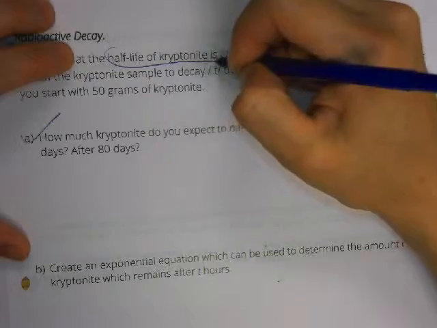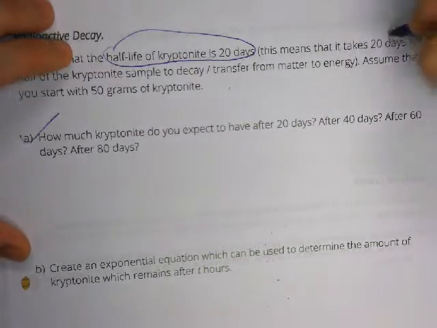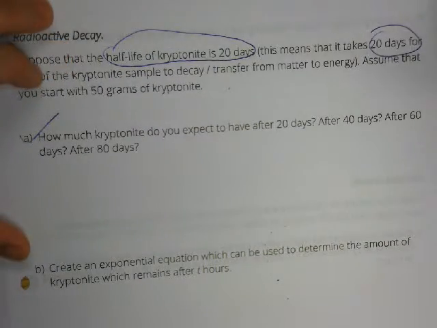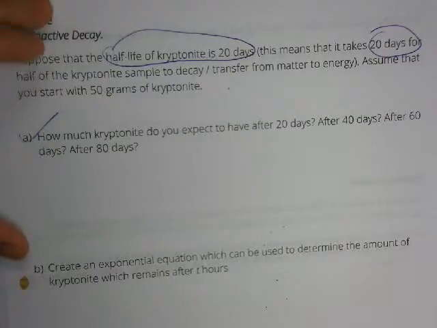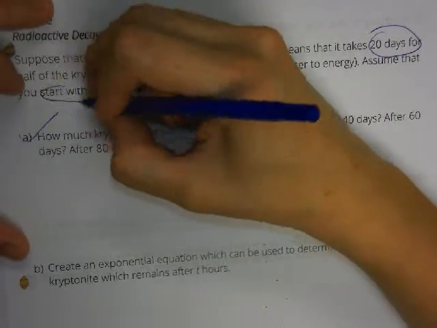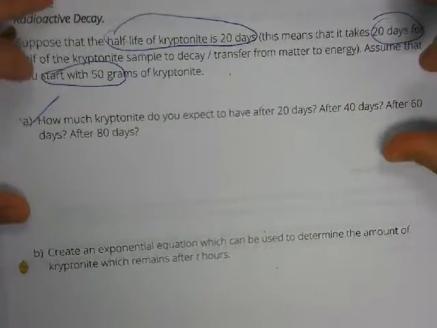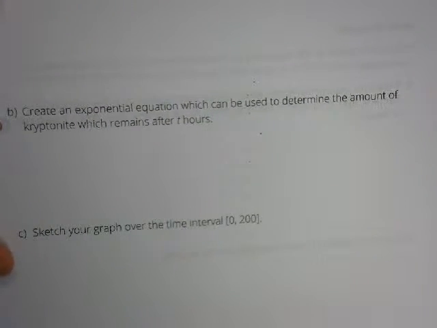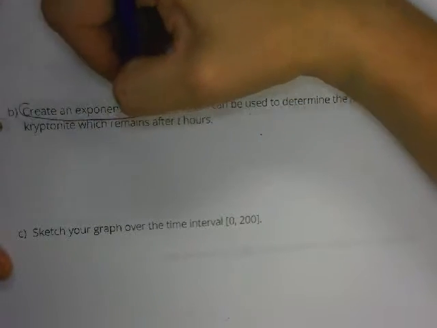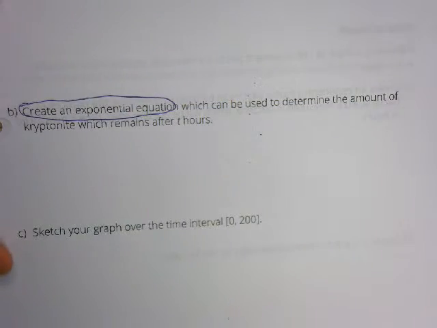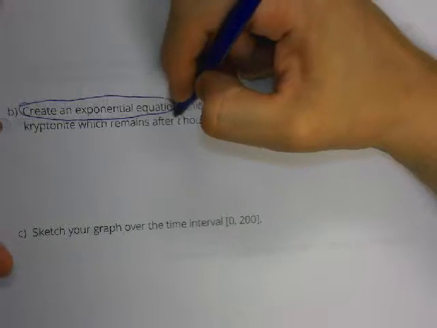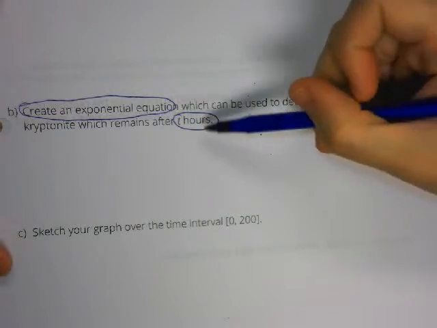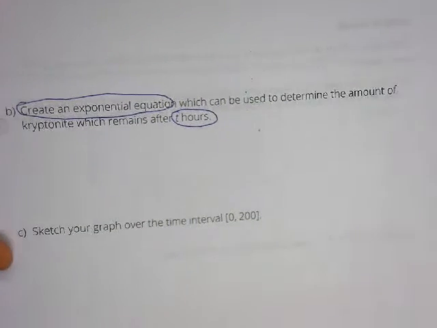We know that the half-life of kryptonite is 20 days, so it takes 20 days for it to reach half of its original size. And we started with 50 grams of kryptonite. So when it says create an exponential equation, that is what our ultimate answer is going to be, and we need it to be valid for after T hours.